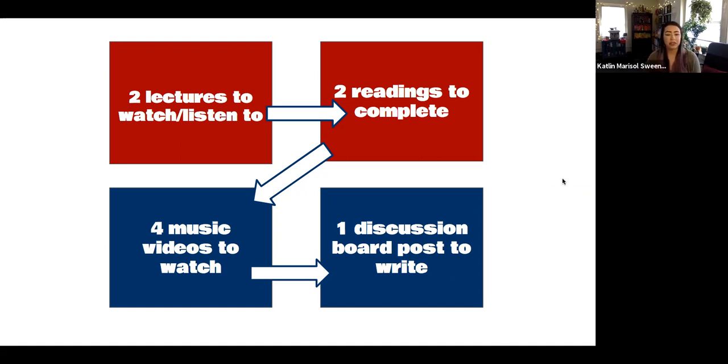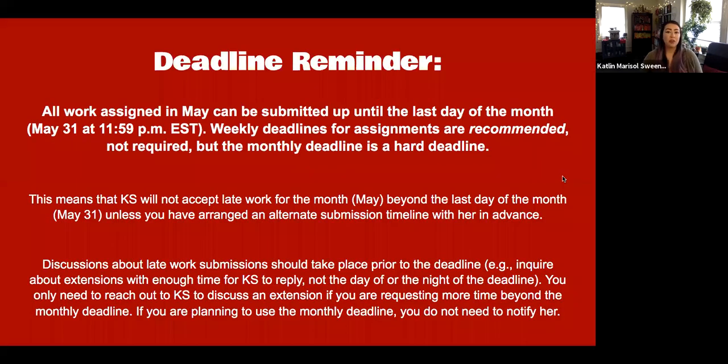Of course, with the lectures, I have them represented in a single square, but as you know from your schedule of assignments, you will ideally listen to or watch 1 at the beginning and 1 towards the end of the weekly assignment process. So I want to very quickly recap our deadline situation for the semester.